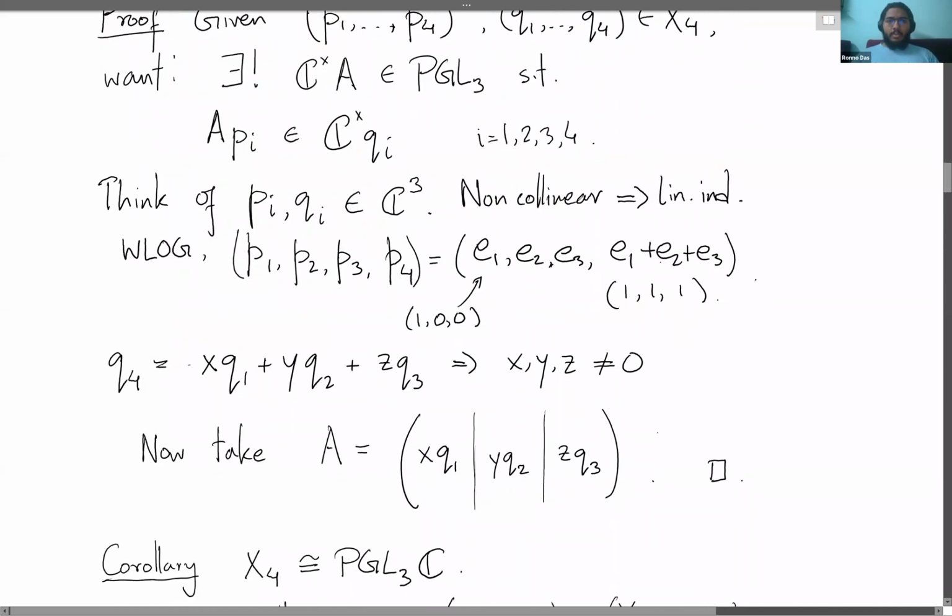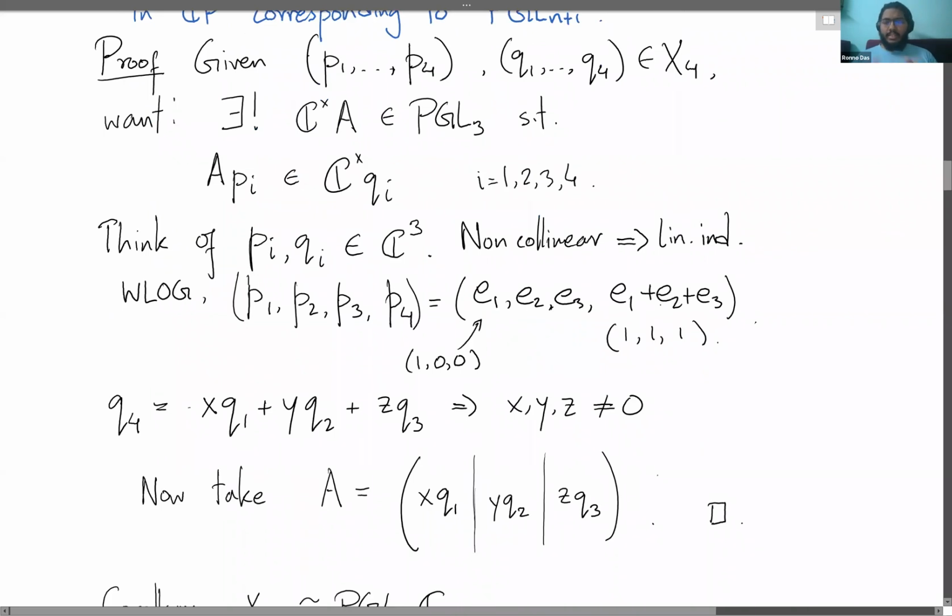So this is not so hard to prove. This is essentially easy linear algebra. You think of these points as actually just representatives in complex 3-space. That they're non-collinear will imply that any 3 will be linearly independent, in fact. And it's an easy exercise that I don't need to do this for arbitrary tuples of points. I can choose my first tuple and then show I can move that to any other tuple uniquely. So I can choose my first tuple to be the 3 unit vectors and then the sum of the 3 unit vectors. So that's my choice of Pi's.